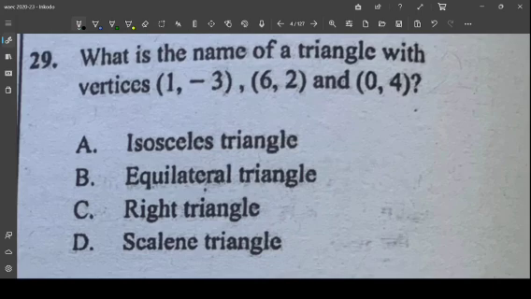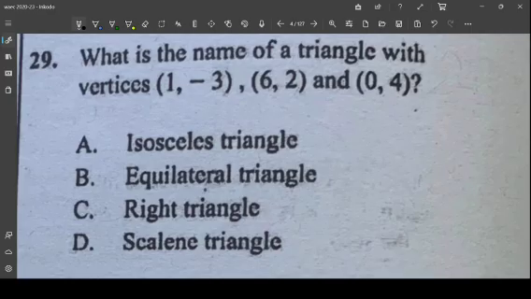It says, what is the name of a triangle with vertices (1, -3), (6, 2), and (0, 4)? So what kind of triangle is this? They are giving the vertices. How do you solve it? Well, we look at the options. You have isosceles triangle, equilateral triangle, right angle triangle, and all of that.